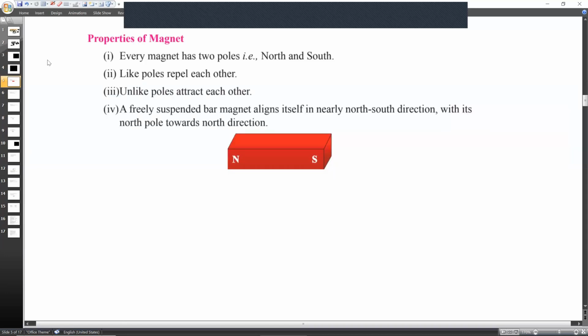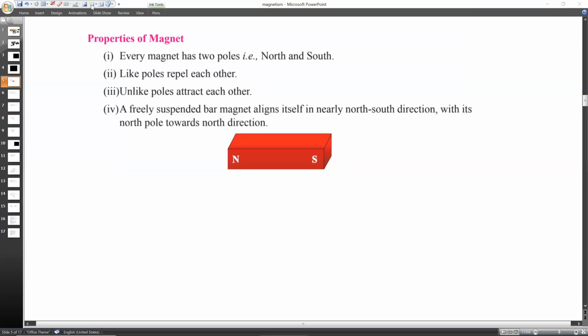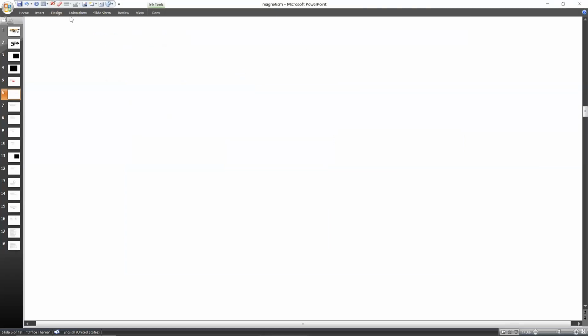Now, the scientists started searching how these magnetic field lines actually look. So they started searching how the magnetic field lines look. There was a bar magnet taken on a paper. We took the bar magnet, and the scientist started searching how these magnetic field lines actually look.